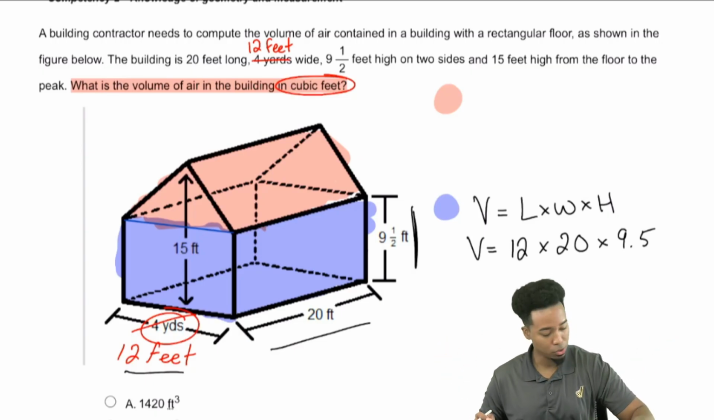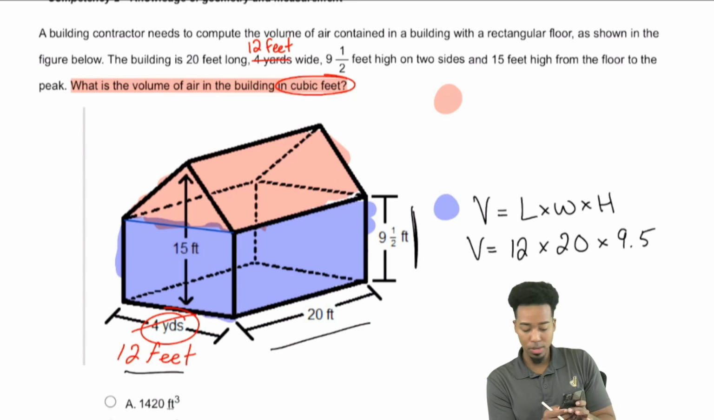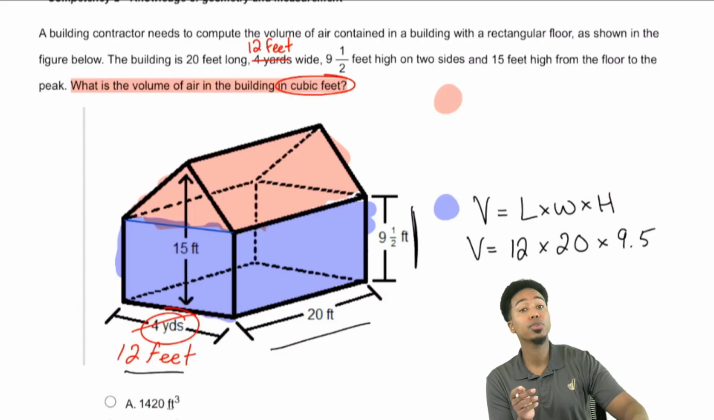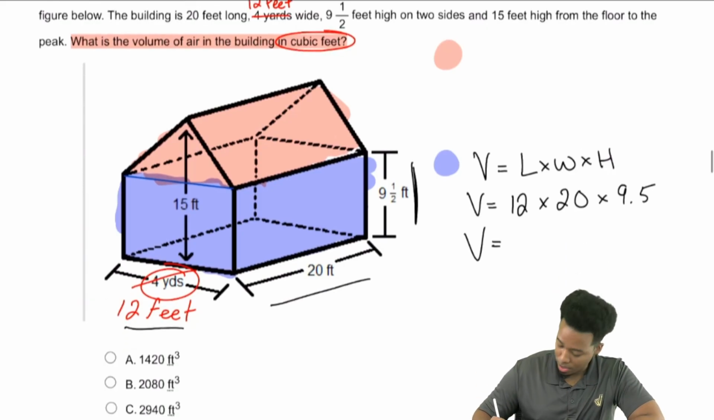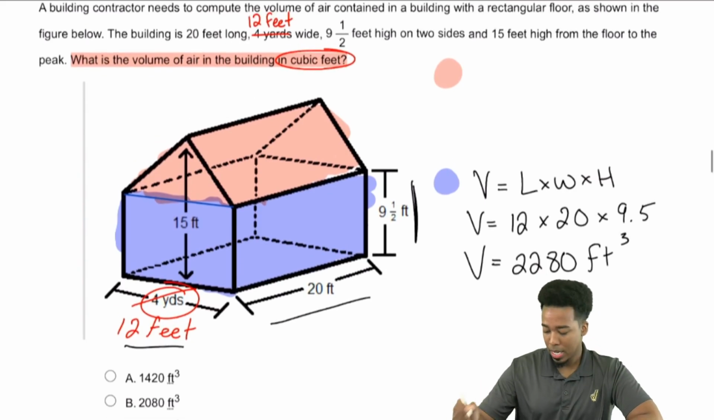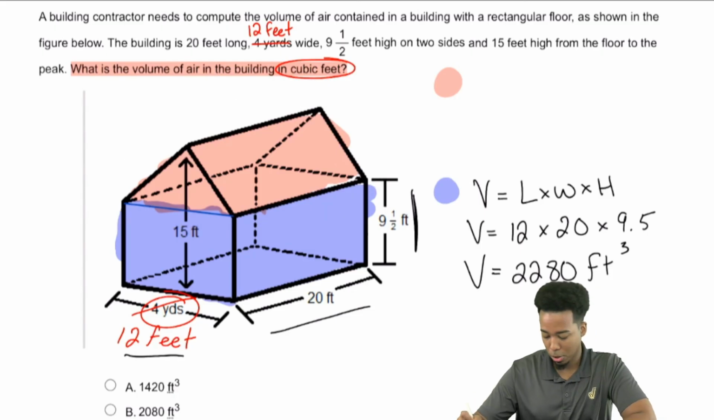So if I go ahead and just do that volume right there, grab your calculator, we have 12 times 20, which is going to be 240. And then we're going to go ahead and multiply that by 9.5, 2,280 cubic feet. So right here, boom. Now over in the red, we're going to be looking at the triangular prism part.